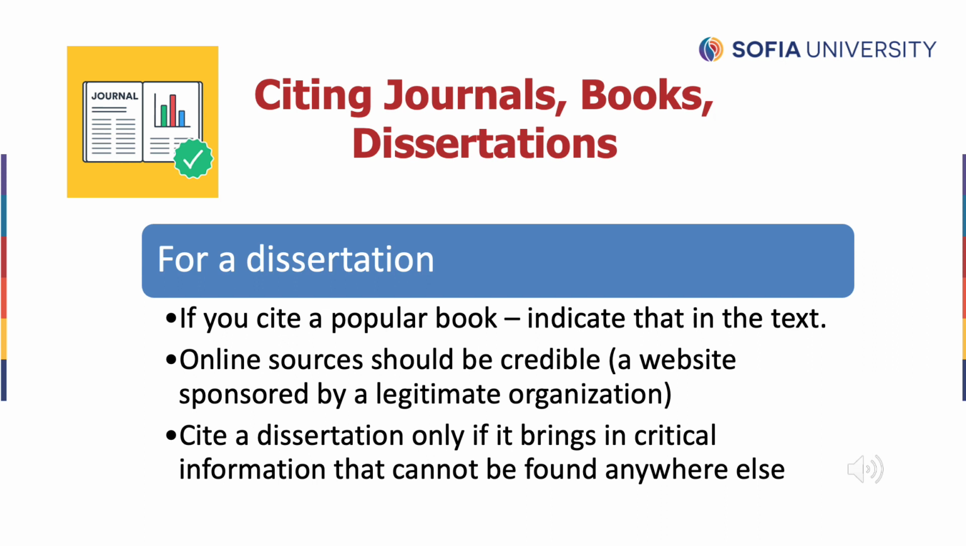There may be reasons why you would want to reference or cite a popular book, perhaps to make comments about the popular understanding of trends or ideas. If you do cite a popular book, indicate that in the text so that it is clear to the reader. There may be instances when you want to quote data and statistics on demographics, census data, or other trends. Online sources are a good source for such data and are often up to date. If you do cite online sources, they should be credible, such as a website sponsored by a legitimate organization.